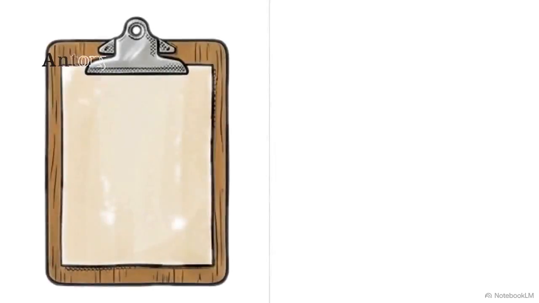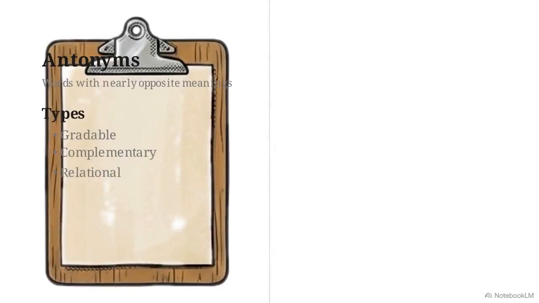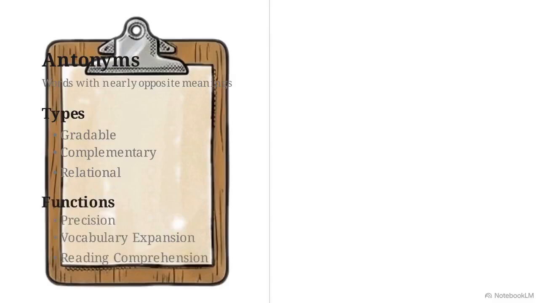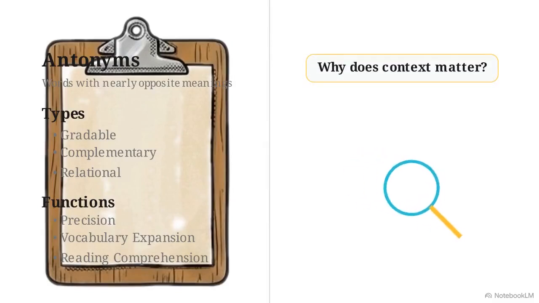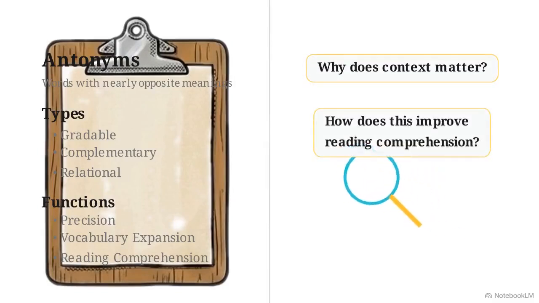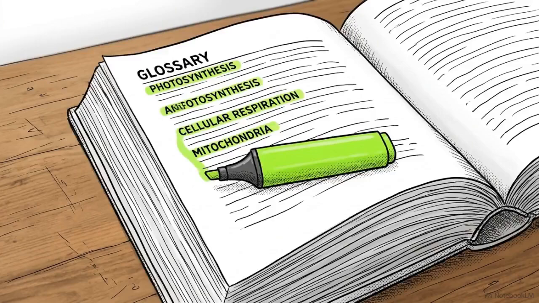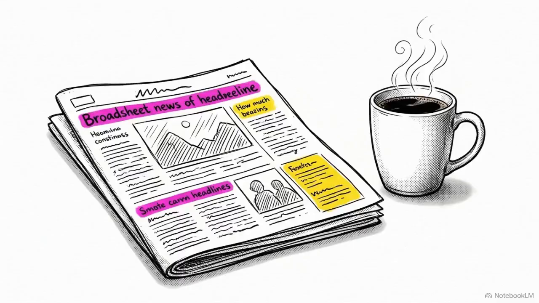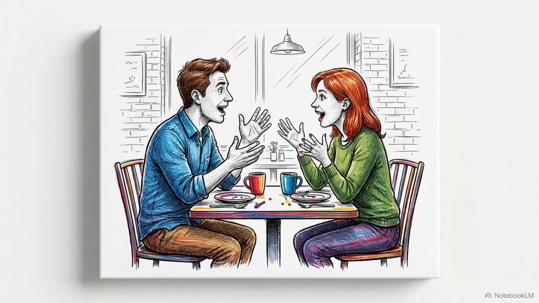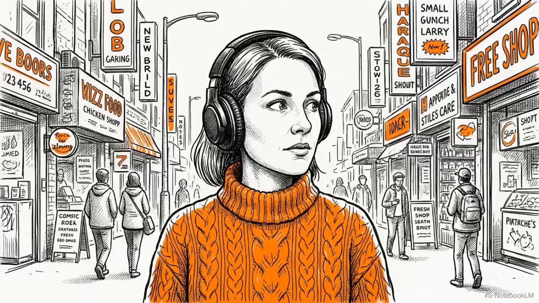Let's review. This split-screen layout populates a cheat sheet on the left detailing antonym meaning, structural types, gradable, complementary, and relational, and their functions. Now, on the right, specific reflection questions appear. Ask yourself, why does context matter, and how does this improve reading comprehension? Take these questions with you. Start actively seeking out and dissecting antonym pairs within your academic textbooks, standard newspapers, and your daily conversations. Pay attention to the words around you.